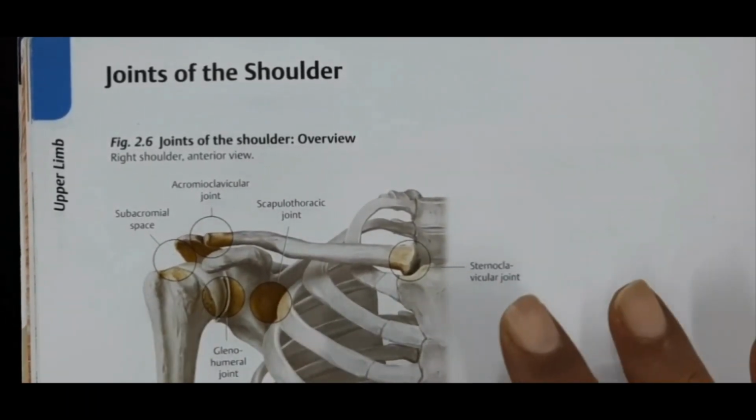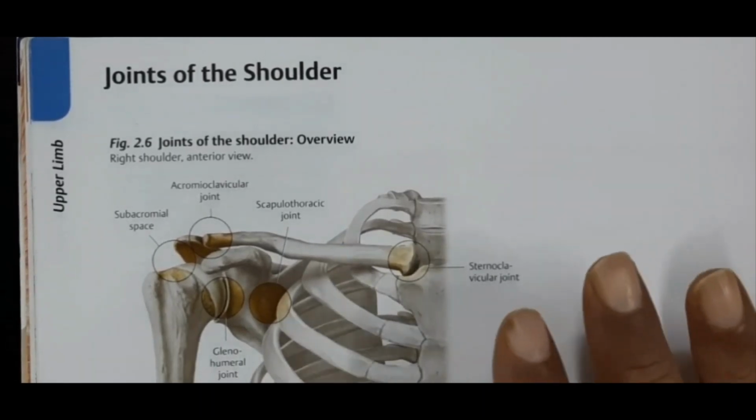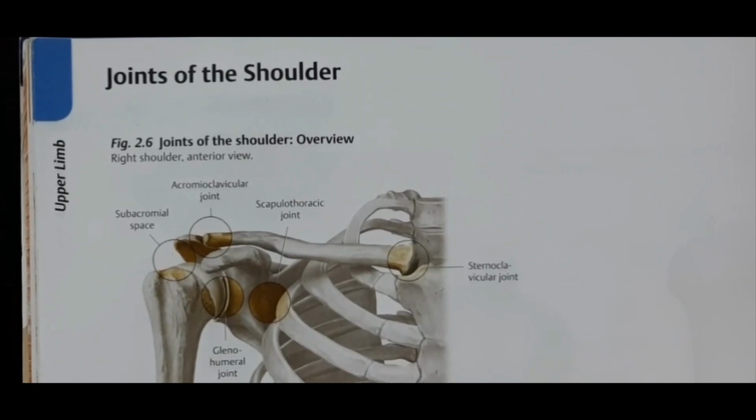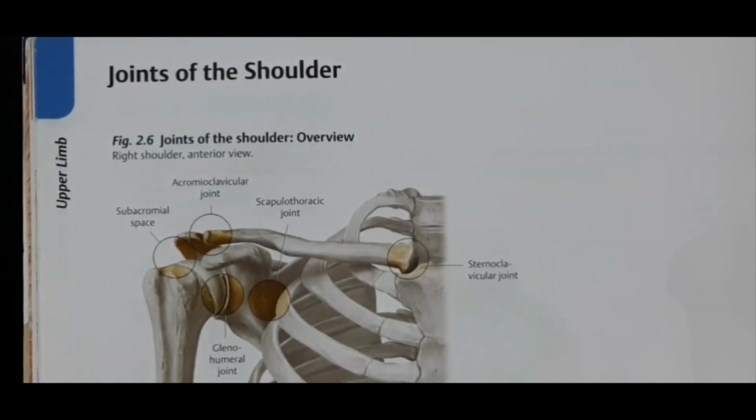So students, this completes the first aspect of the clavicle, that is the determination of side and keeping it in the anatomical position.